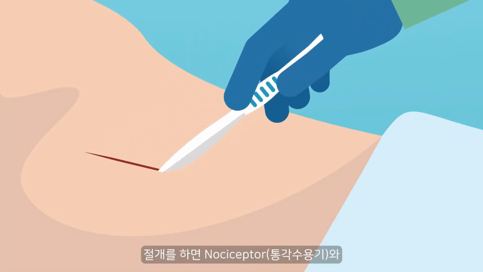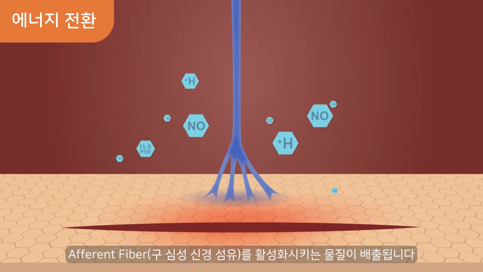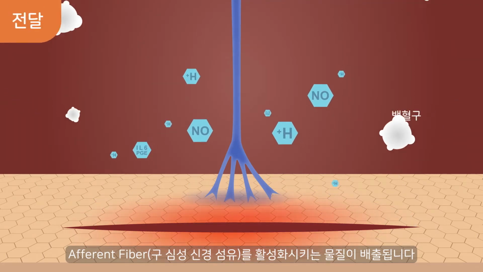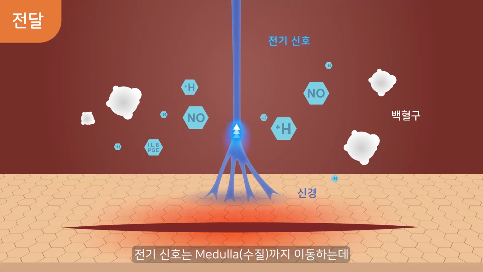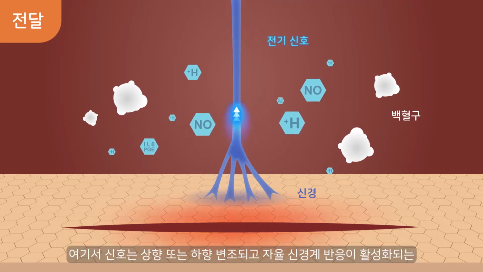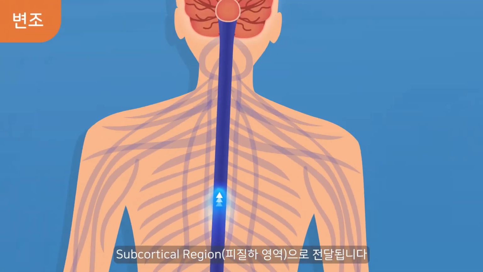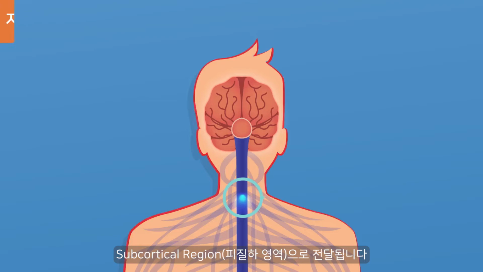When an incision is made, substances are released which activate nociceptors and afferent fibers. The electrical signal travels up to the medulla where it is up or downwardly modulated before being transmitted to subcortical regions where the autonomic nervous system response is activated.